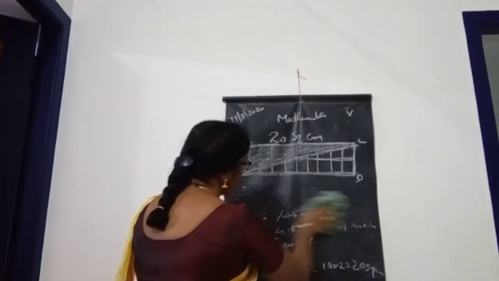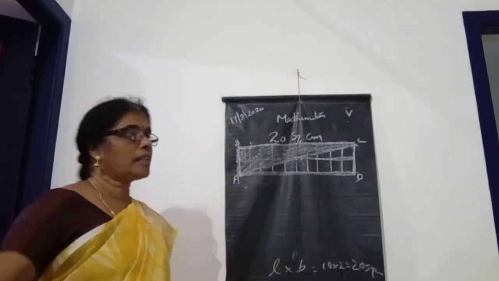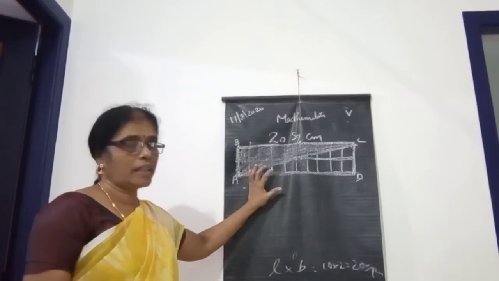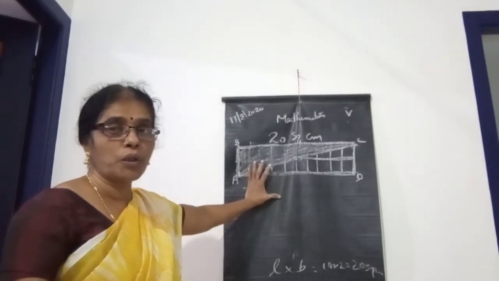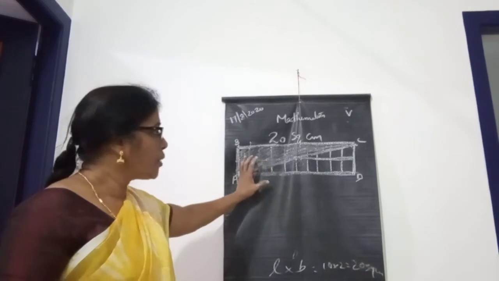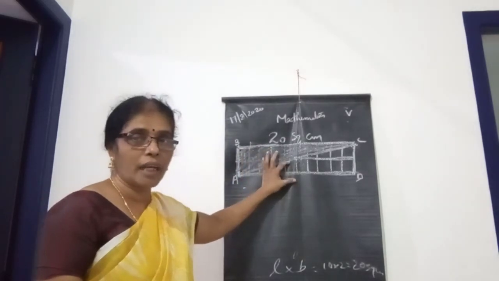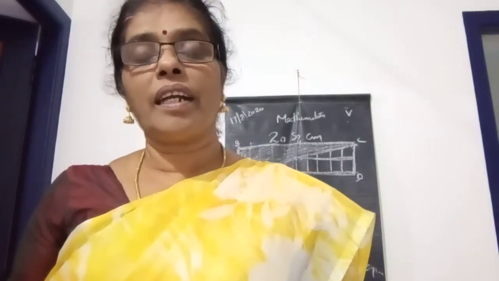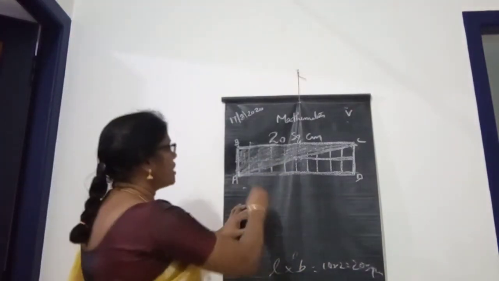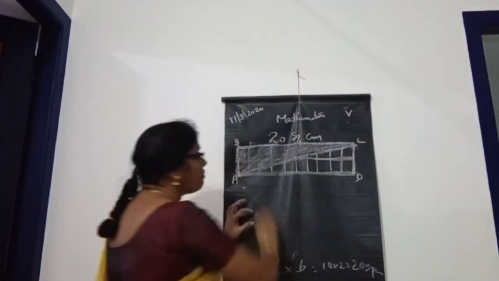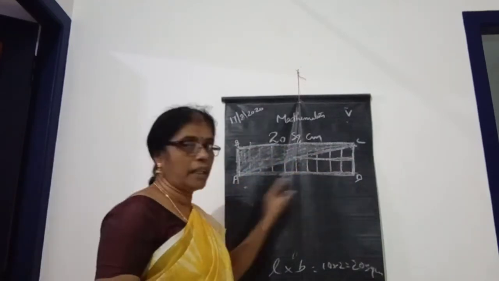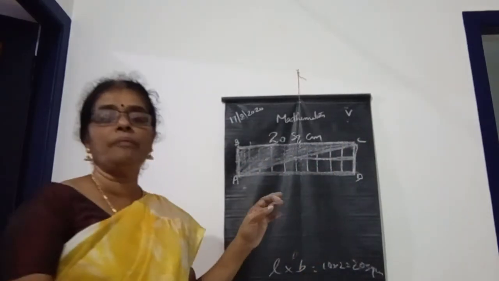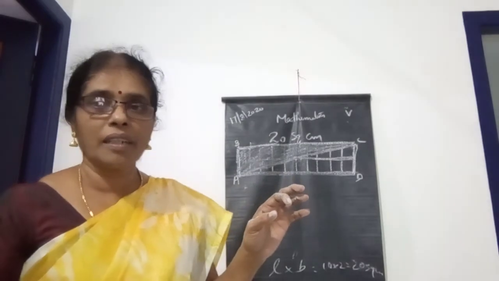Why? Because this straight line divides this rectangle into two equal parts. That means two equal parts, that is two triangles. So each triangle is half of that rectangle. This ABC is half of the rectangle ABCD, and this ADC is also half of the rectangle, isn't it? Is it correct, children?